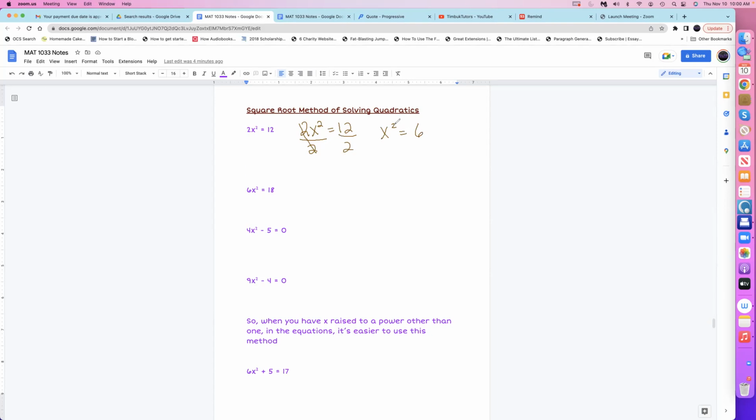And then I'm going to do the opposite of squaring something, which is the square root of the thing. So I have the square root of x times x equals the square root of 6. I have 2 of the same thing under the square root sign. So it comes out x equals the square root of 6.